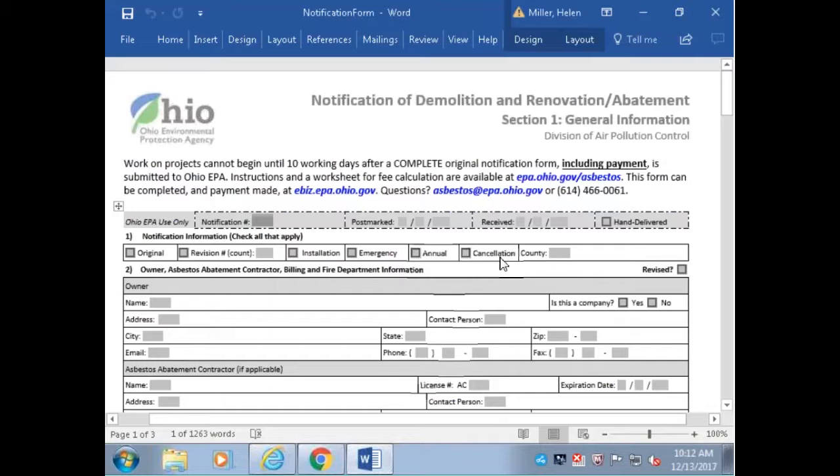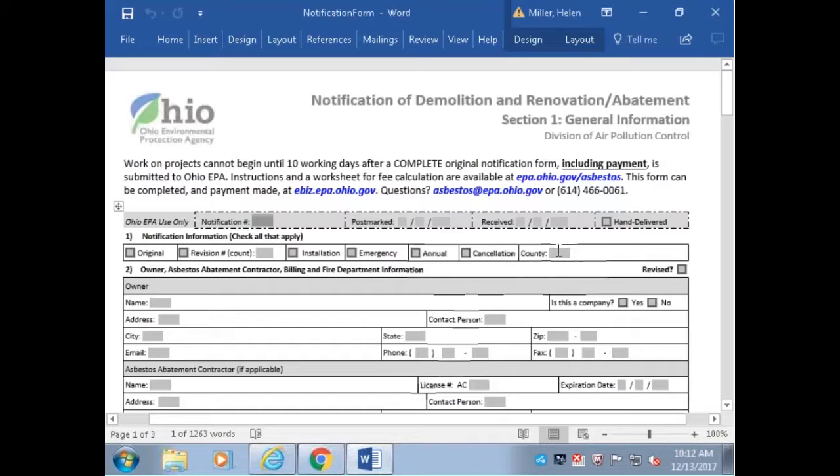We do have a cancellation button, and this cancellation is for when you are canceling a project that's never started. If you have a project that you started on, then you put it on hold, and you've been off hold, and you're back on hold, and you're off hold, once you get to the end of that project, that's just a revision and updating the completion date. It's not a cancellation. You actually did that project or did work on it. If you submit a notification and then the owner decides to change his mind, that's what the cancellation is for.